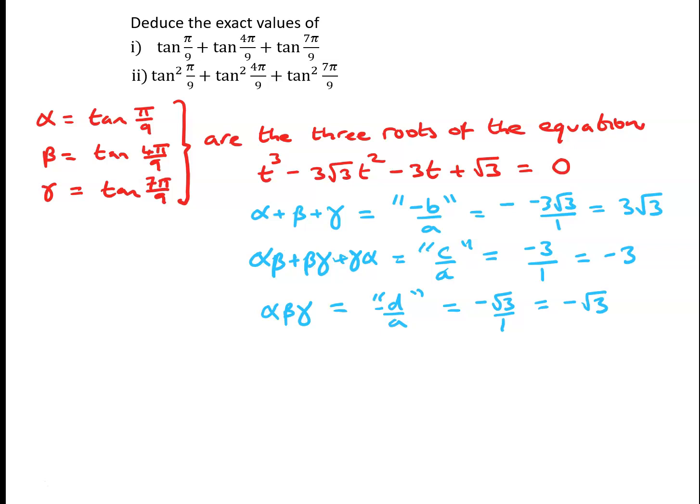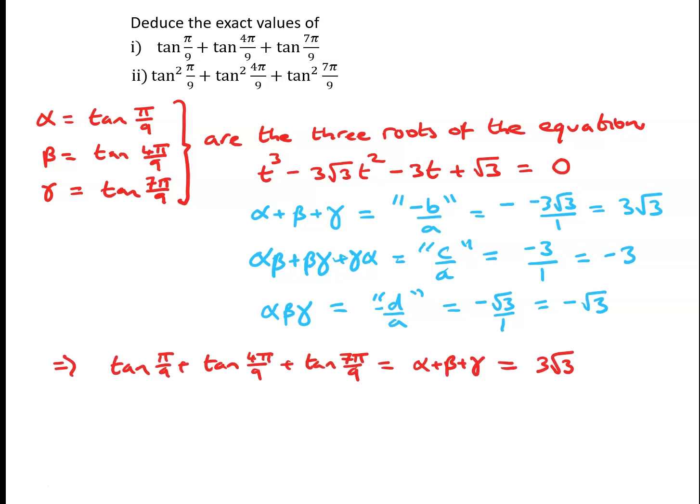We also know that alpha beta plus beta gamma plus gamma alpha is equal to the coefficient of t divided by the coefficient of t cubed. It's c upon a, if you like. In this case, that is minus 3 over 1, which is minus 3. And we also know that alpha times beta times gamma is going to be equal to the negative of the constant term divided by the coefficient of t cubed. In this case, minus root 3 over 1. So we get minus root 3 for the value of alpha beta gamma.